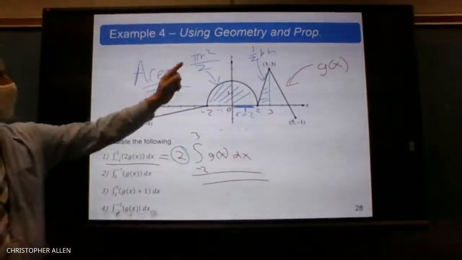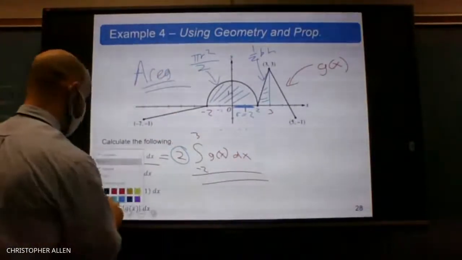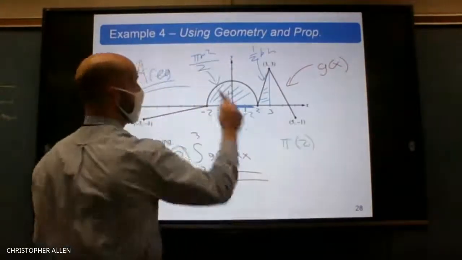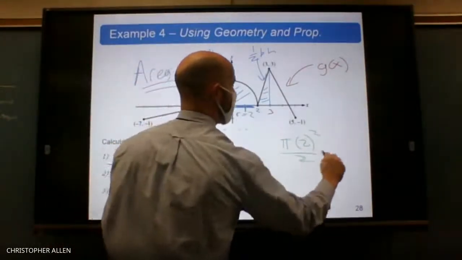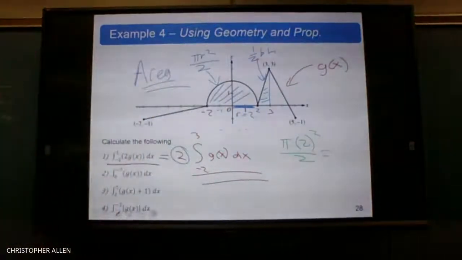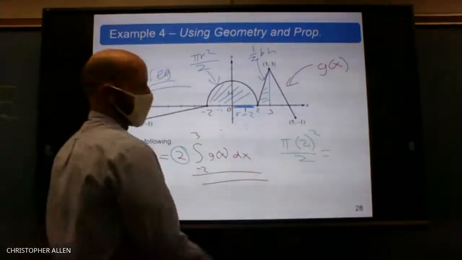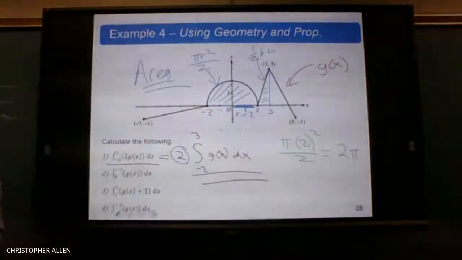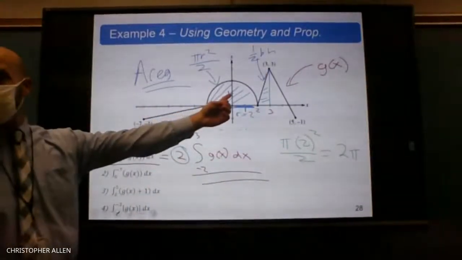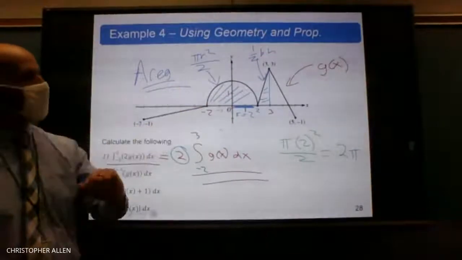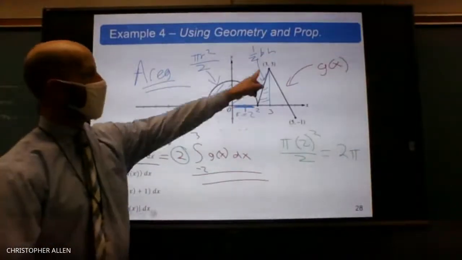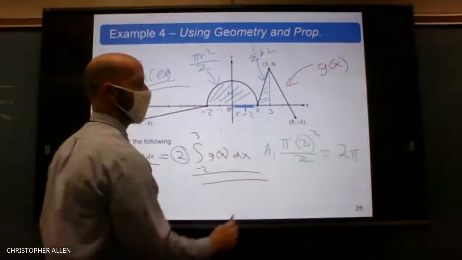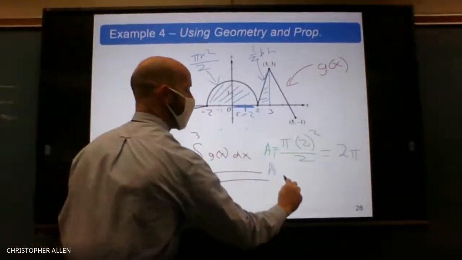So to find this, and let's do that in green, I'm going to do pi times 2, which is the radius, squared divided by 2. And guess what happens to one of those factors of 2? It cancels, so I think you're just left with 2 pi. Would you guys agree with that? So that's the area, that's this area right here. How are we going to find that area? Well, we got to use this formula. So this one, I'll call this area 1. There's area 1.